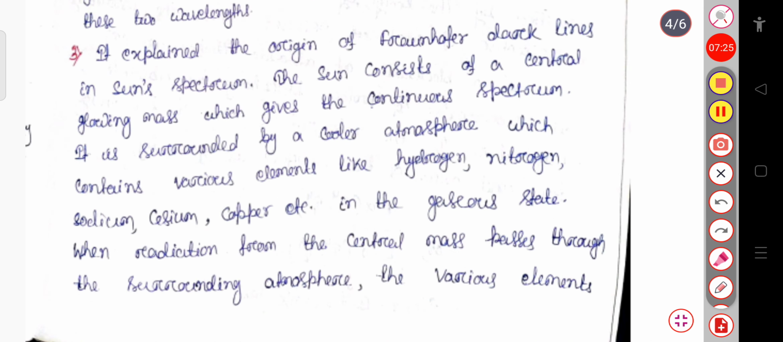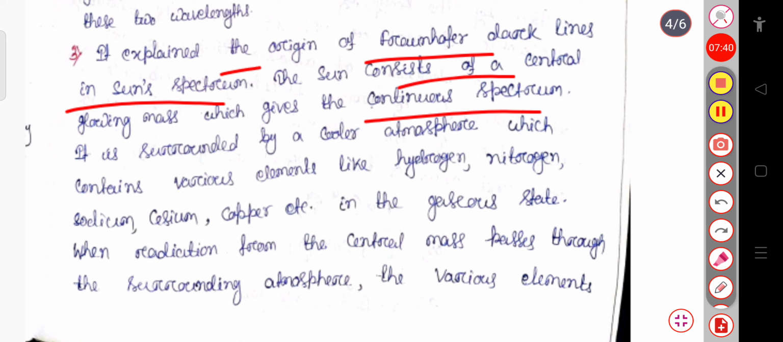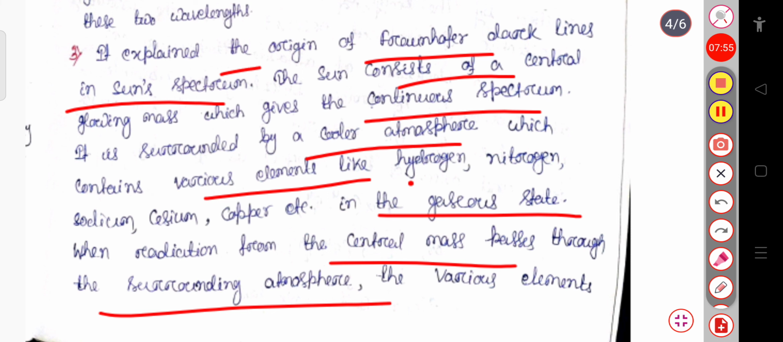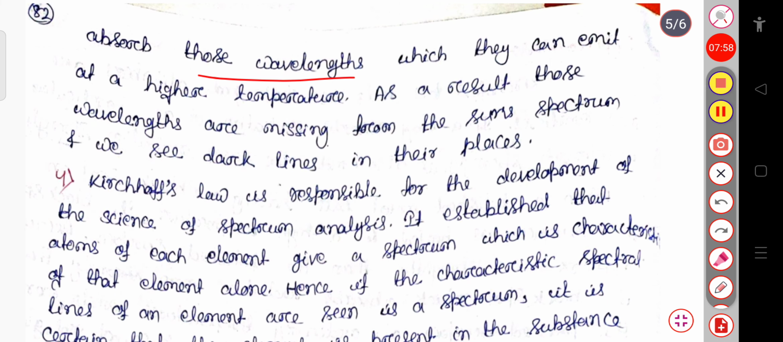The next application is that Kirchhoff's law explains the origin of the Fraunhofer dark lines in the sun's spectrum. The sun consists of a central glowing mass which gives the continuous spectrum, and it is surrounded by a colder atmosphere which contains various elements like hydrogen, nitrogen, sodium, cesium, copper, etc. in the gaseous state. When the radiation from the central mass passes through the surrounding atmosphere, the various elements absorb those wavelengths which they can emit at a higher temperature. So those wavelengths are missing from the sun's spectrum and we see dark lines in their places.